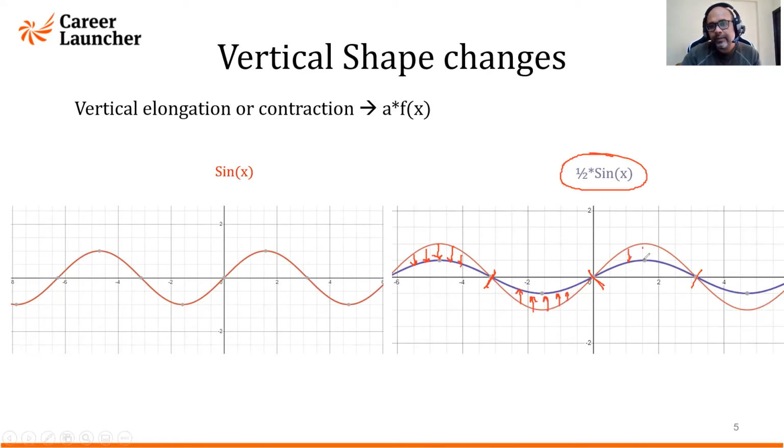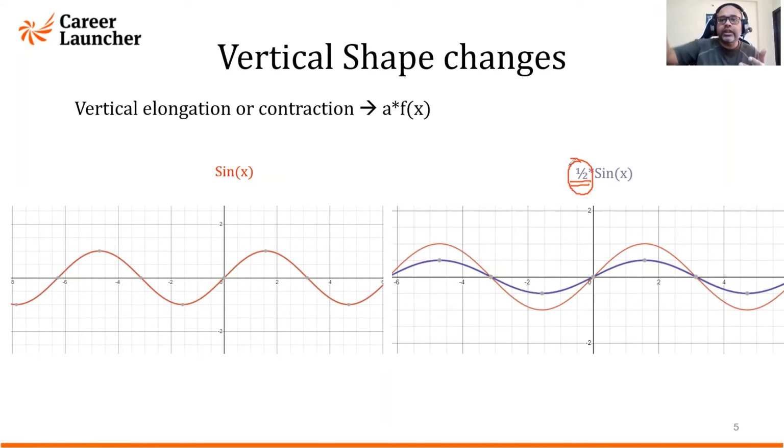Okay, it is happening on both sides. Now you might ask, how do I know how much it is getting compressed? Basically, this a itself will tell you. Half basically means every point should be made half. That's the meaning. Previously, 2 times means every point should be doubled.